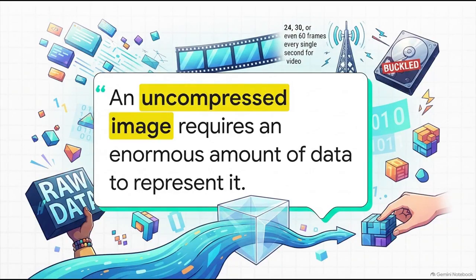So all of that stunning, high-resolution storytelling creates a massive mathematical headache. As our sources point out, an uncompressed image requires an enormous amount of data just to represent it. Now, multiply that enormous data by 24, 30, or even 60 frames every single second for video. The absolute crucial point here is this. Without the science of data compression, our phones, our hard drives, even the entire cellular network would just instantly buckle under the sheer weight of these raw files.